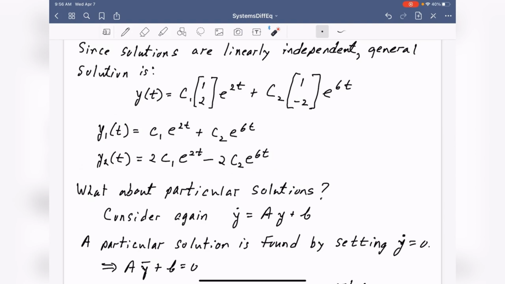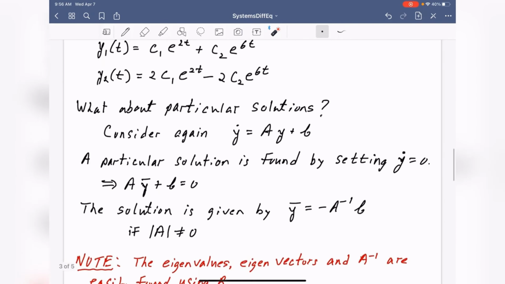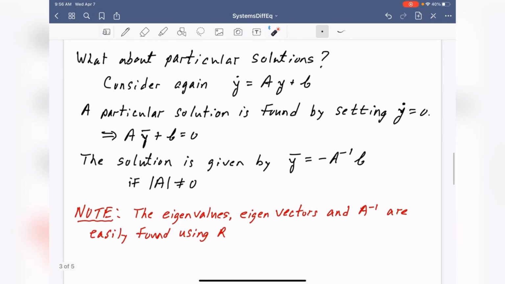What about a particular solution? Well, consider again y dot equals Ay plus b. A particular solution is found by setting y dot equal to 0. We get this equation here in that case, and the solution is then given by minus the matrix A inverse times b, and we note that the determinant of A cannot equal 0.